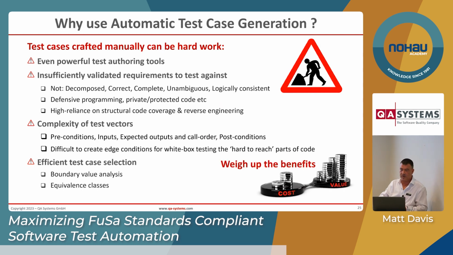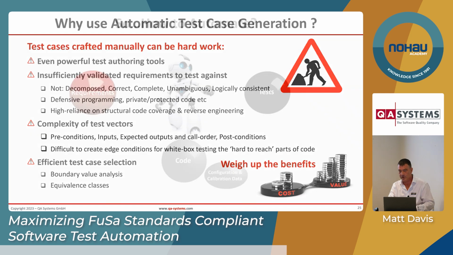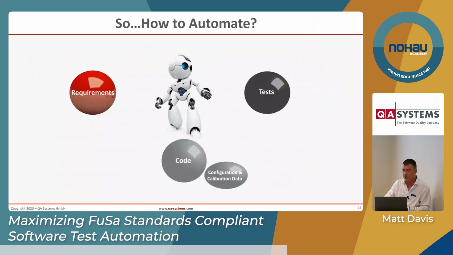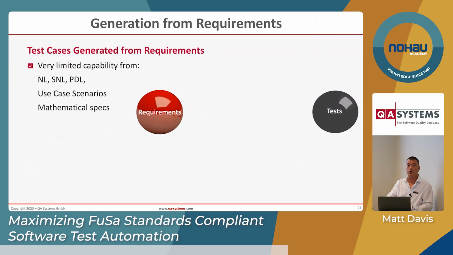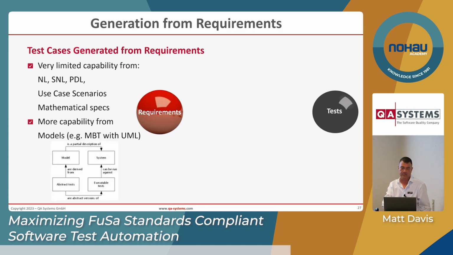So weigh up the benefits. There is an awful lot of value in automation. So how do we do it? Well, you can either choose from requirements, and test cases generated from requirements basically need good requirements. You cannot write, it does what it should do. However, the problems with natural language, and even structured natural language or use case scenarios, mathematical specifications, is it's very hard to program from those.